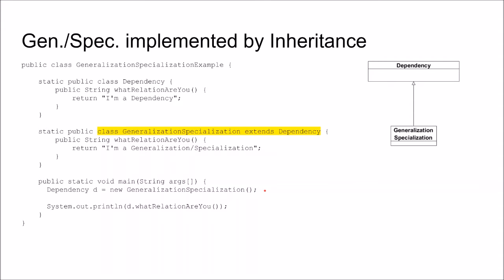The generalization specialization relation is simply implemented by inheritance in object-oriented programming languages. Often this is shown as a special keyword. In this case, we can see that the class generalization specialization extends the dependency superclass. And this means that we have this type of notation in our UML diagram.